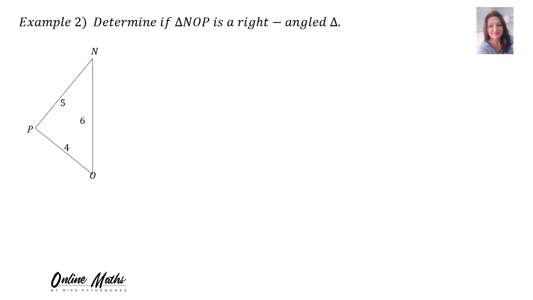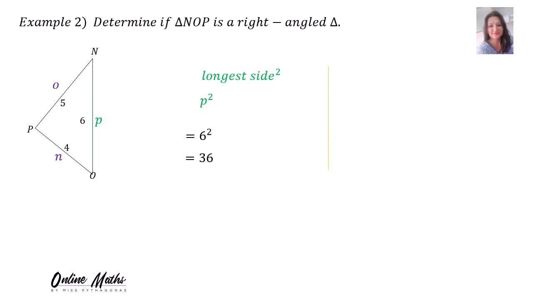Example 2. Determine if triangle NOP is a right angled triangle. So when we go to the triangle, then this side is little n, this side is little o, and that side is little p. Again, we will start with the longest side squared, because the longest side in a right angled triangle will be your hypotenuse. So the longest side in this triangle NOP is p squared, which is 6. 6 squared means 6 times 6, which is 36.